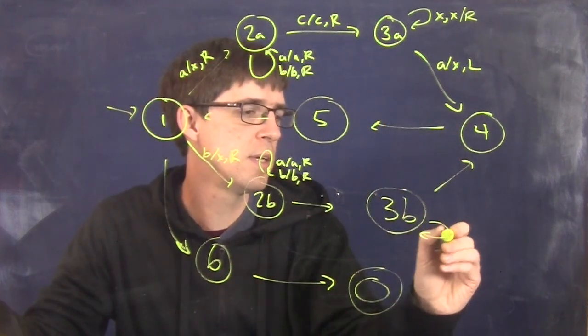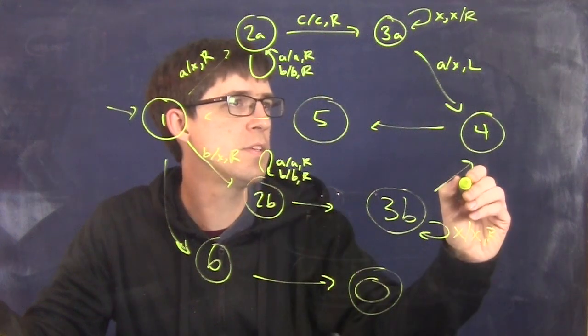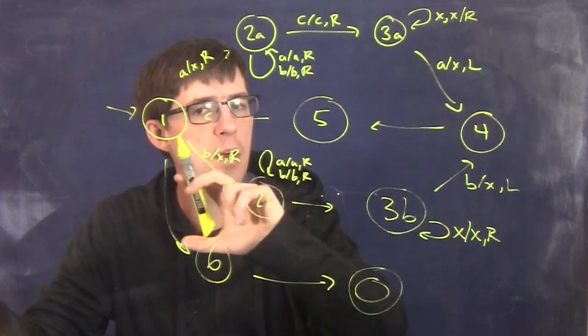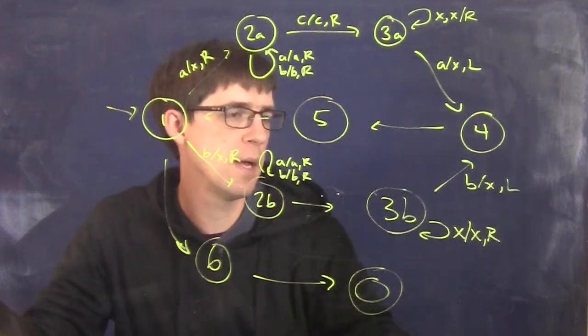And similarly down here. So this one says X, X, R. And then this one says B, X, L, right? This is the track on which you're looking for a B. And when you see the B, you mark it. Start moving back to the left.